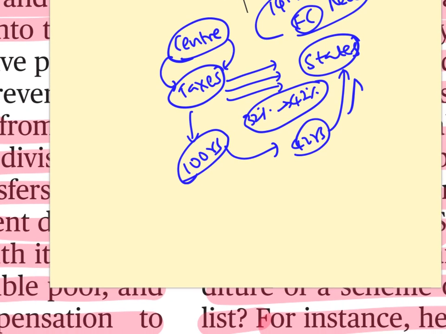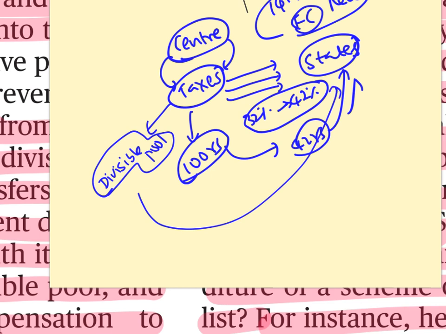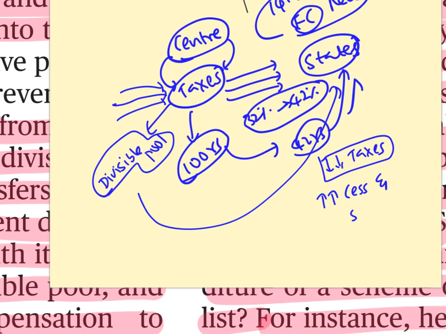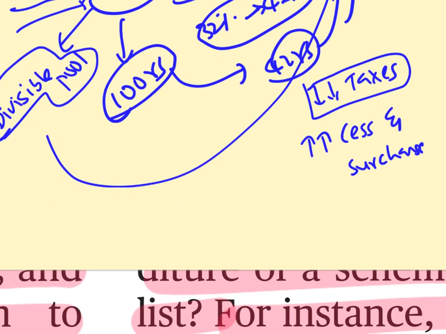Here the center has played some tricks. So this tax revenue is called divisible pool. Why is it divisible? Because it has to divide the money and share some amount to states. So any money that gets into this system becomes divisible pool, and the center will have to share it with states. So center has started reducing normal taxes and started increasing cess and surcharge. Very important point. Very, very important point. I want you to pay utmost attention here. You need to understand the difference between tax, cess and surcharge. All three are not same.